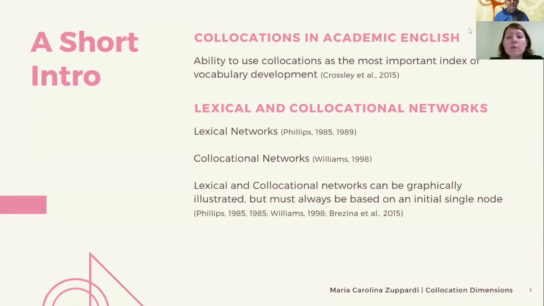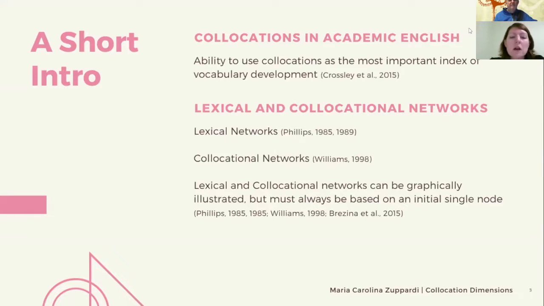And that is amazing, and it's been incredibly useful in terms of teaching, in terms of looking at networks of interrelated collocates across a node. But both Phillips' and Williams' studies, as well as even the graphical software, still depend on choosing an initial node. So I have to have one. When you think of Williams' collocational chains, you always start with a single node.